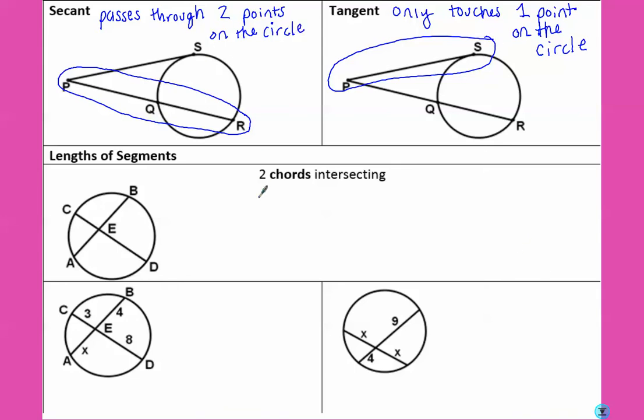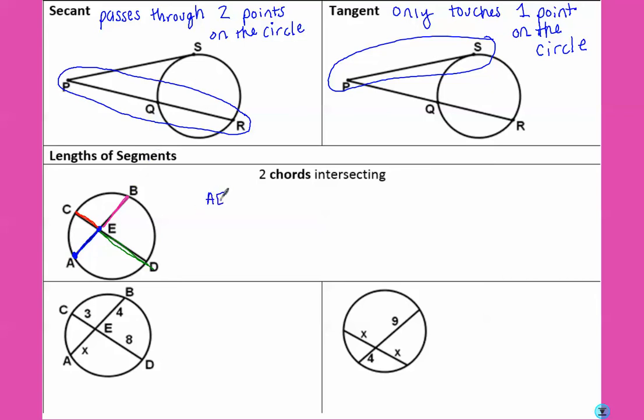So some rules. If we have two chords intersecting, like CD and AB do, our rule is that each piece from the outside to the intersection, so A to E, B to E, D to E, and C to E are going to be used. The pieces that come from the same segment get multiplied.